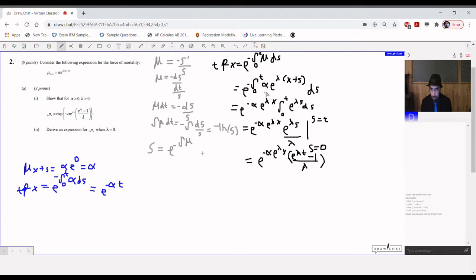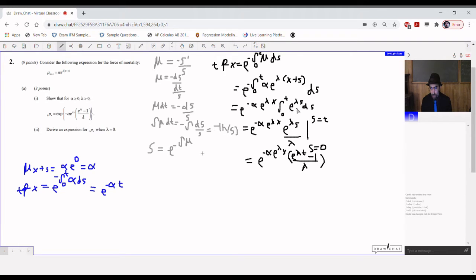So we have this formula. We just plug in our function, mu equals alpha e to the lambda times (x plus s). Now we notice we're only anti-differentiating with respect to s, not with respect to x, which means we can pull that x stuff out. So we pull all the constants out of the integral just to simplify it down: e to the negative alpha e to the lambda x. Notice this is matching what we want it to match. It's that times the integral from 0 to t of e to the lambda s ds.